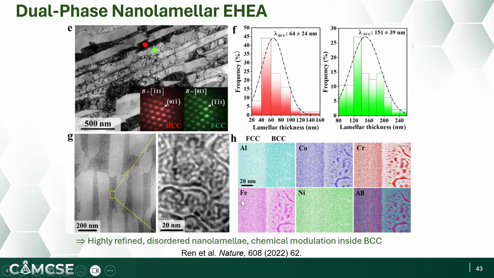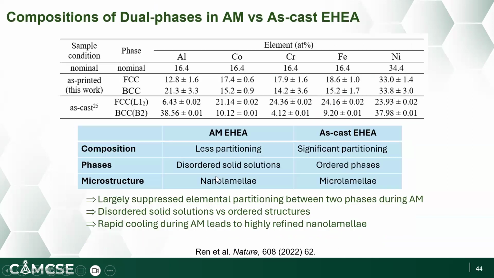The FCC nanolaminae tend to show a very uniform elemental distribution. In contrast, in the BCC nanolaminae, if you zoom in, you'll see very interesting spinodal decomposition-like features. This feature is composed of two different regions. One region is rich in nickel and aluminum, and the other region is rich in cobalt, chromium, and iron. So this gives you bicontinuous spinodal decomposition-like features.